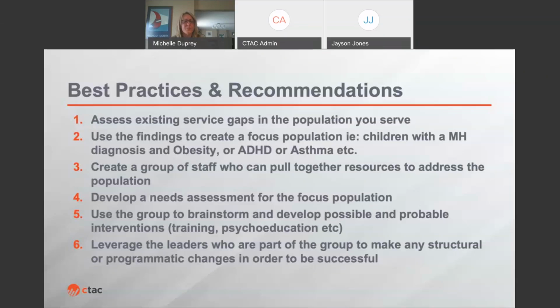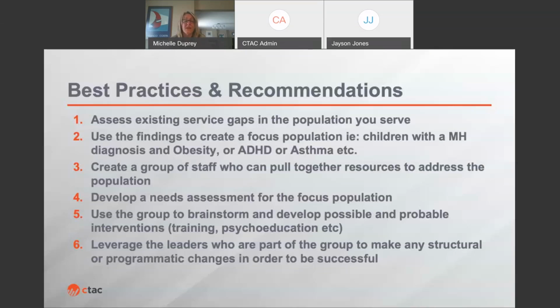You can use that group to brainstorm and develop possible and probable interventions. That might be training. You might have to up your psychoeducation, and that might make your transformation. What will make a really big difference to your mental health services and to your population? And it might be something even more creative than what we're doing in Wayne County, which I think would be fantastic. And then finally, you want to leverage the leaders who are part of this group to make structural or programmatic changes in order to be successful.